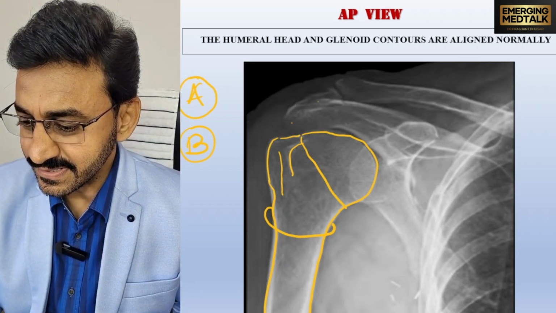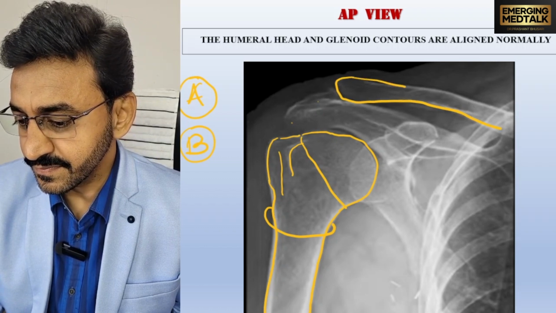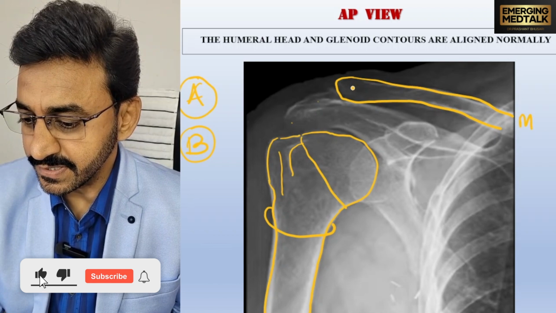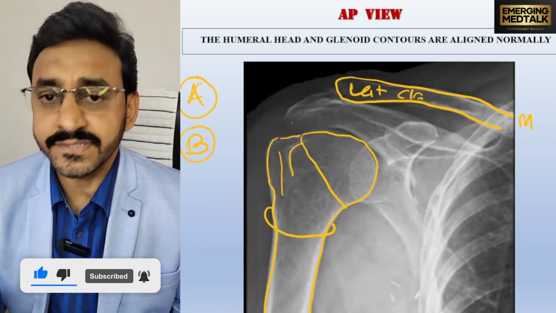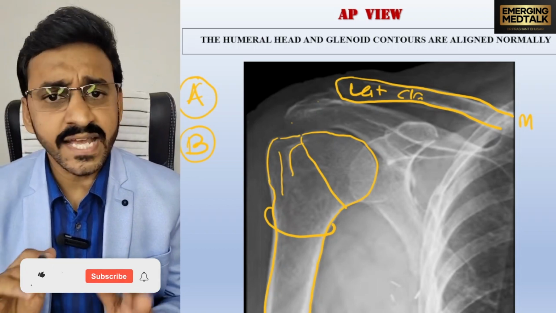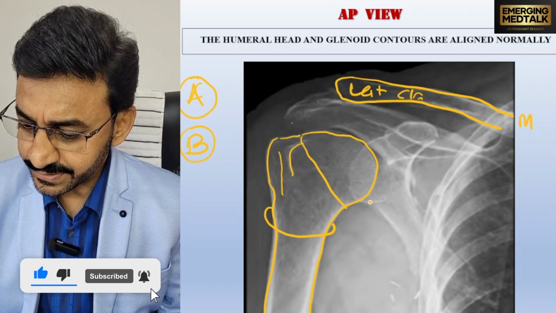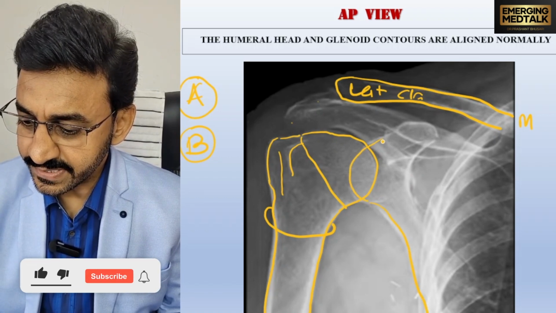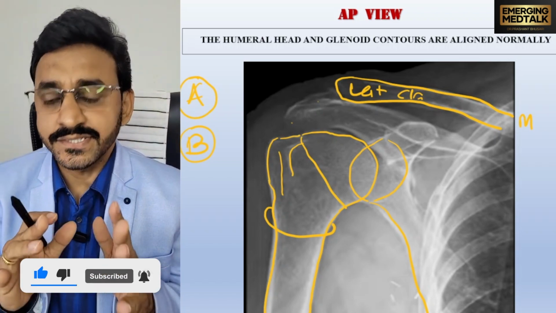Then this is the clavicle. Here will be the medial side, here will be the lateral end of the clavicle. So this is the clavicle. Then the scapula: this is the lateral border of the scapula. Here is the glenoid fossa, which articulates with the head of the humerus.